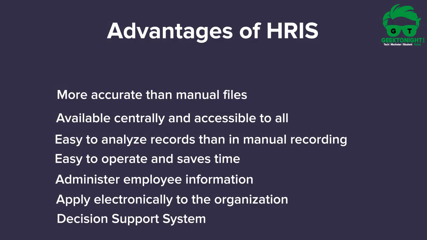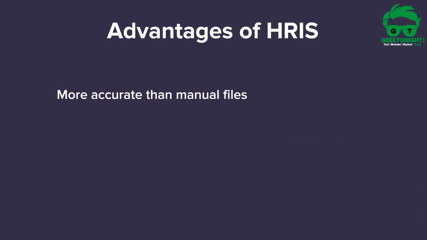The very first one is more accurate than manual files. HRIS is a computerized package. It maintains all the records on the computer and avoids the manual process of payrolls and applications. HRIS is an automated system, therefore it saves time and avoids manual errors. It also provides accurate and timely results.